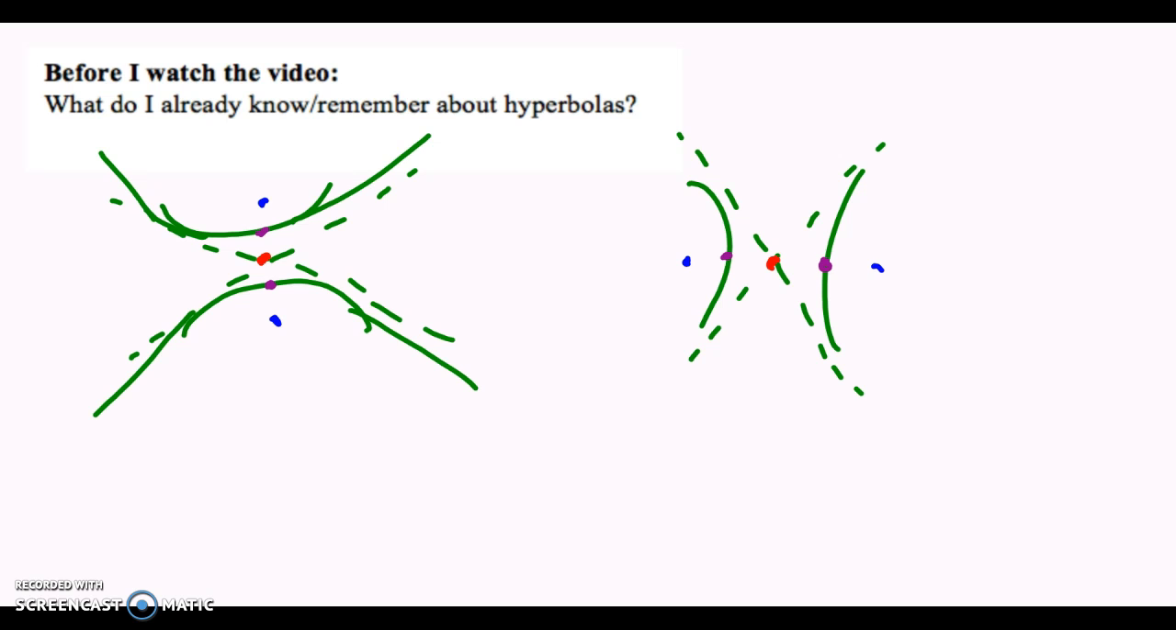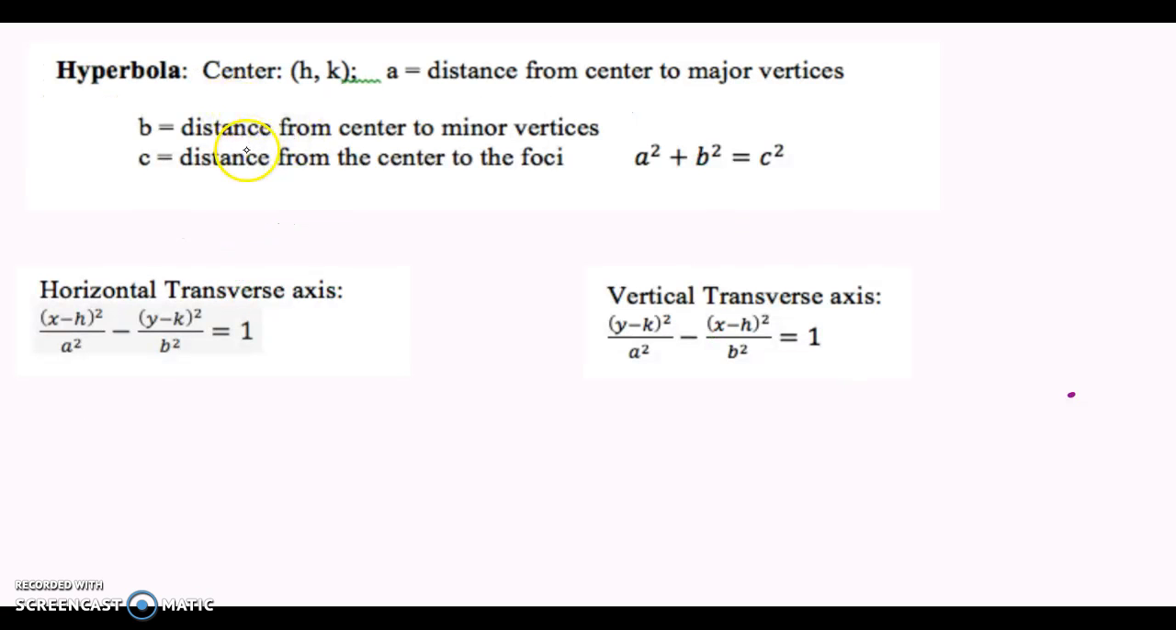Okay, let's dive in and see what we have. Here are your equations for a horizontal and a vertical. Your center is going to be h, k. It's always h, k. A is going to be the distance from the center to the major vertices. B is the distance from the center to minor vertices, but again, we don't really say that hyperbolas have minor vertices. C is going to be the distance from the center to the foci, and what's nice about it is it's our Pythagorean theorem, so that should be helpful and one less thing that we have to remember.